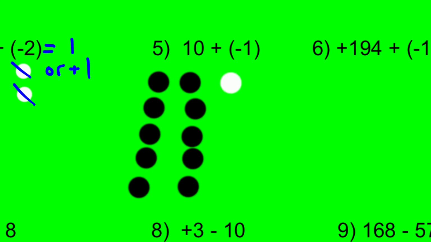Doink. This time, I only have 1 zero pair. Doink, doink. So I'm left with 9 positives, or just 9. So once again, I'm just subtracting them when the signs are different. And then I have more positives, so the answer is positive.